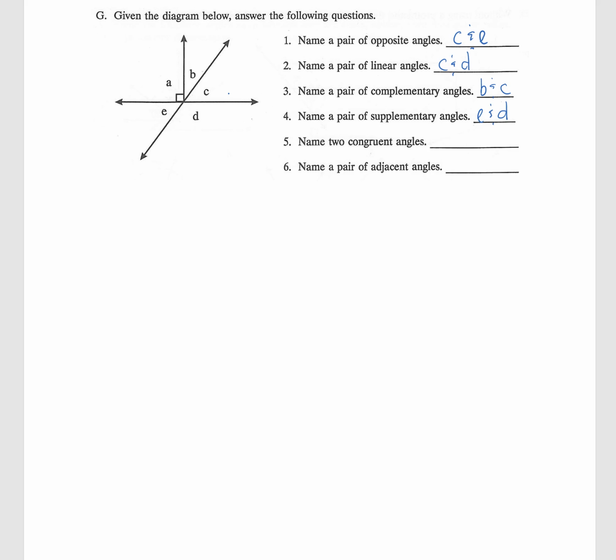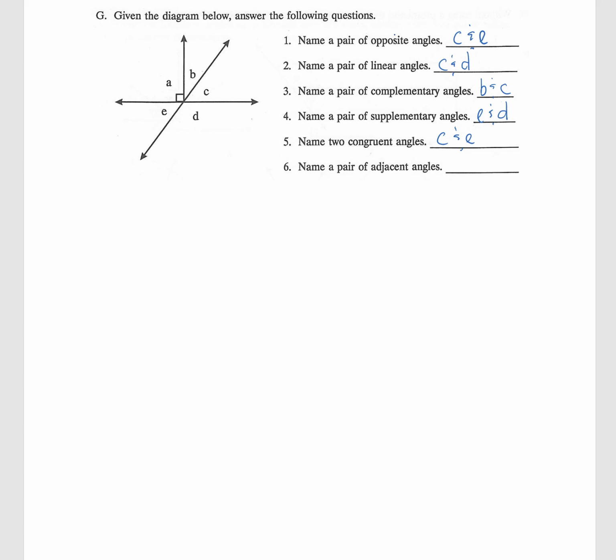Question 5 asks us to name two congruent angles. Those are just angles with the same measure. And for that, we can say angles C and E again, because we said they're opposite angles, and we know that opposite angles have to be congruent.